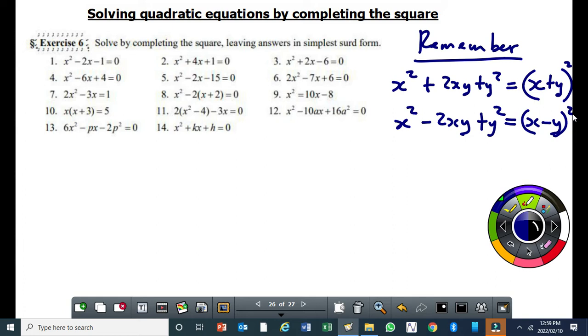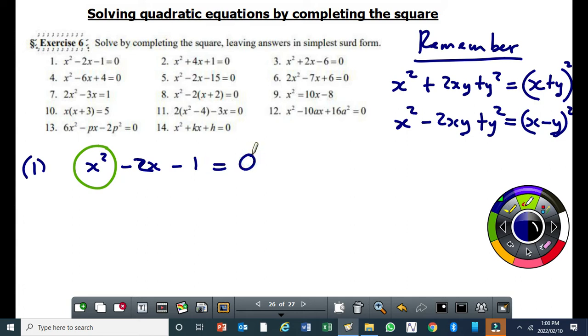So if I give you a question, let me just start with a simple one, number one. Make sure you pay attention carefully. This method can only be used if the coefficient of the first term is a 1. If it's not a 1, then you must make it equal to 1 by factorizing, or by dividing each term by that coefficient. In this case, our coefficient of the x squared term is equal to 1.